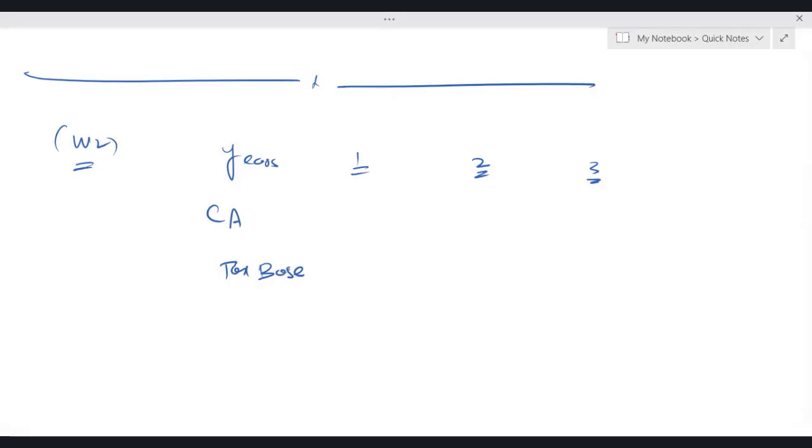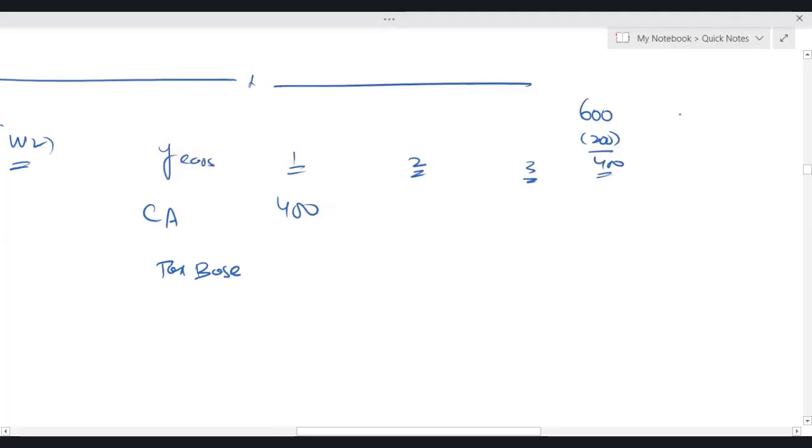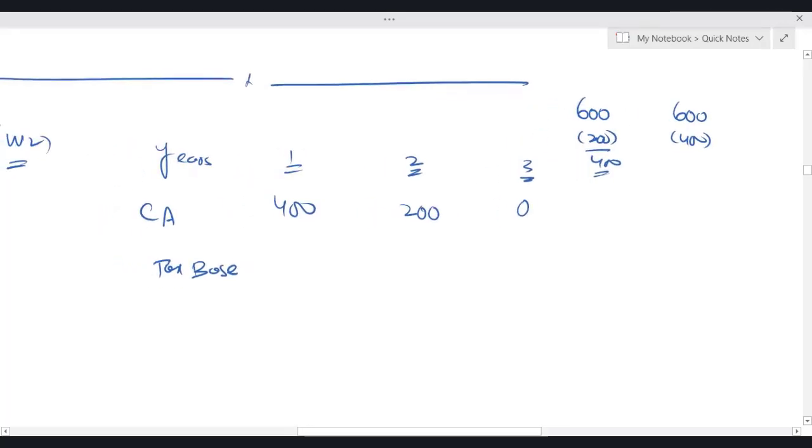The asset which they bought for 600, in the first year the accounting depreciation is 200. So obviously the carrying amount is 400. Second year, the asset cost is 600, but now the total depreciation is 400, which means the carrying amount is 200. And in the last year, the carrying amount will be 0. So the accounting carrying amount is 400, then 200, and then 0.